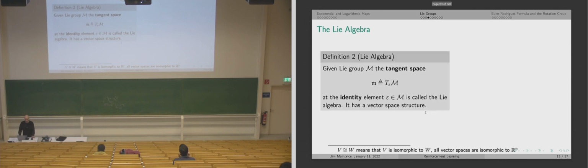So the Lie group M, which is also a manifold, has a tangent space at the origin, just like at every point on the manifold. But this one is a little bit particular for the identity element, for the neutral element. And we call that tangent space the Lie algebra. Just like all the other tangent spaces, it has a vector space structure. And we define these kinds of symbols for the Lie algebra.